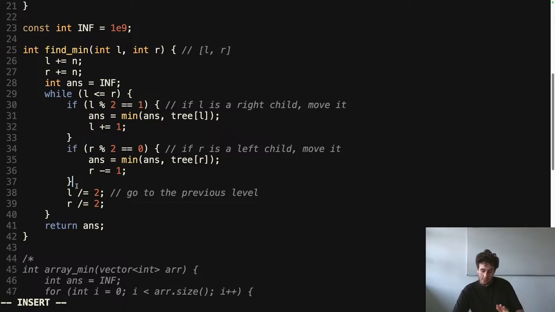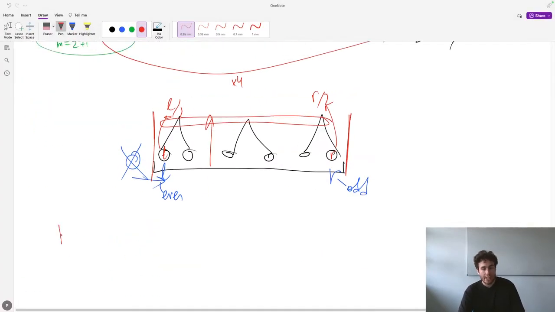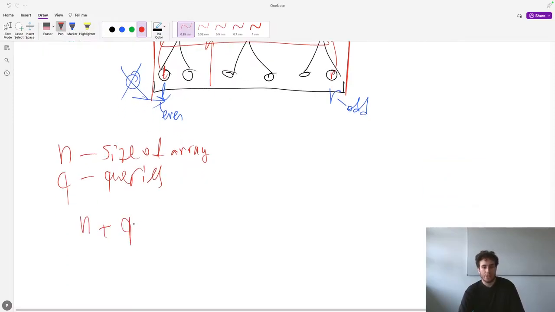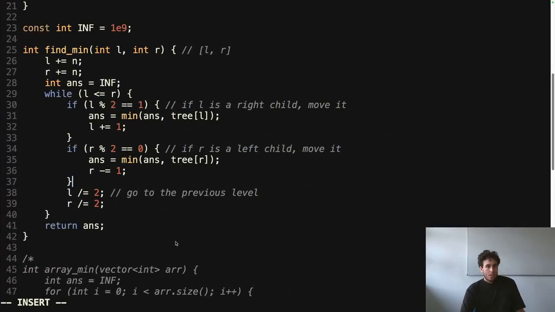Yes, very correct. If you have n, the size of your array is n, and you have q queries, then your time complexity is n plus q log n, because n time for preprocessing and log n for every query. Great.